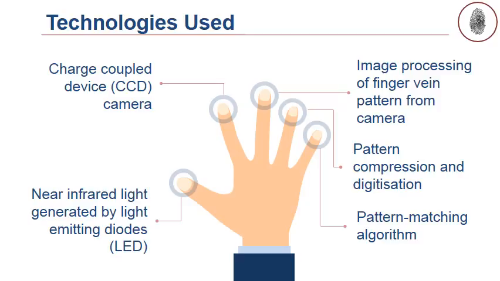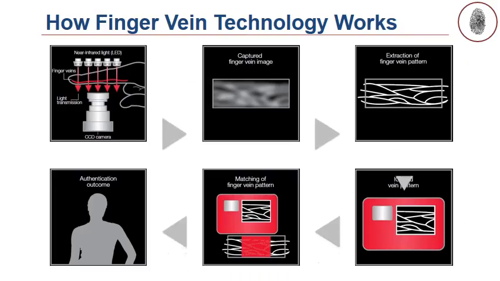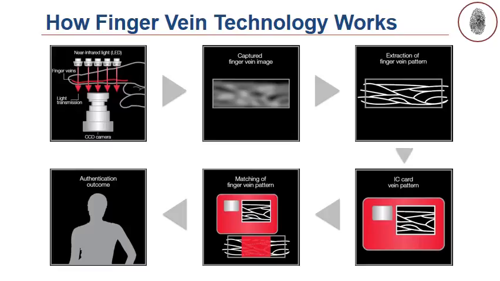So let's look at the technologies used. There are 5 aspects of it. Number 1 is the high intensity near infrared generating light emitting diodes. And then we have the charge coupled camera device. We have the image processing camera and the pattern compression and digitization, and then a pattern matching algorithm. So now let's look at how the fingerprint technology works.